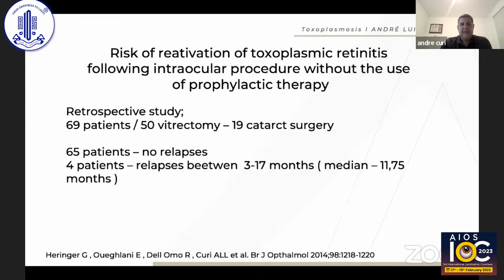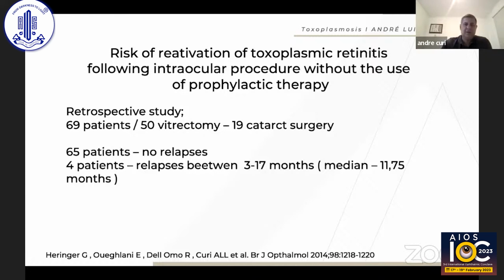of doing the prophylaxis. Another important issue is that a lot of people, based on one paper published a long time ago, start to do prophylaxis prior to intraocular procedures. So we decided with Dr. Pavesio to do a retrospective study in our patients who underwent ocular surgery, and we saw no relapses in 65 patients. Only 4 patients relapsed after 3 to 17 months, showing that there's no relation between the surgery and the toxoplasmosis relapse. So we decided not to use prophylaxis anymore.